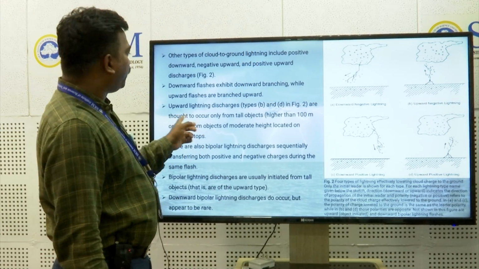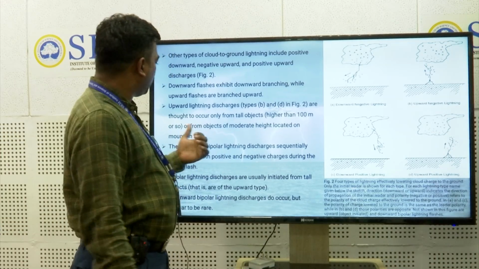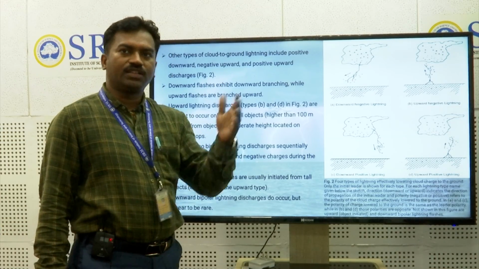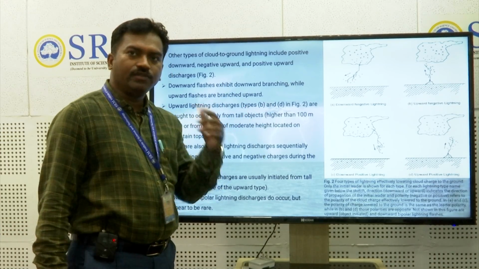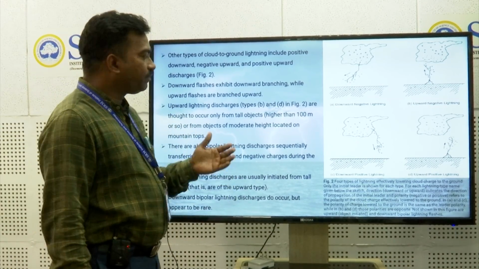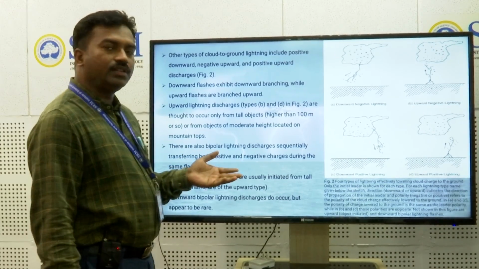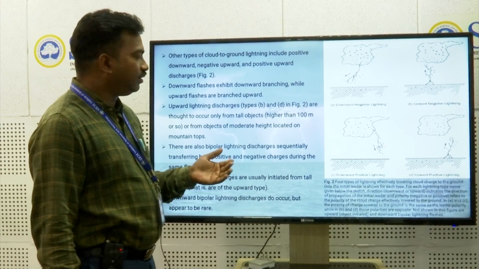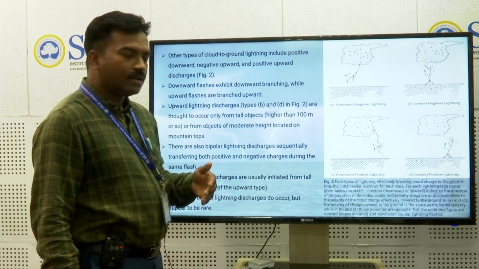Upward lightning discharges are thought to occur only from taller objects, higher than 100 meters. Then there are also bipolar lightning discharges. Usually this sort of discharge occurs where taller objects are present.